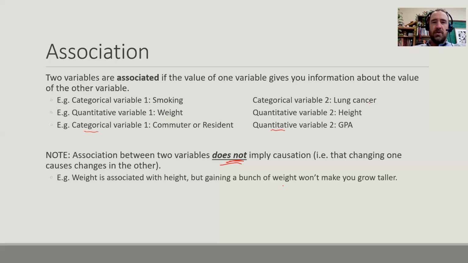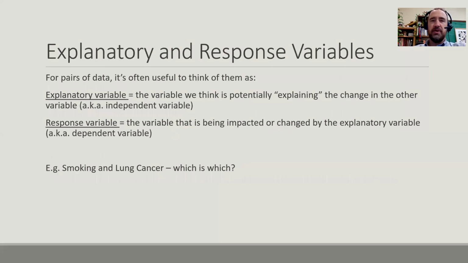Or, for example, commuter or resident: we might know there's a connection between that and GPA, but that doesn't mean that if you were a commuter and you choose to become a resident, that would cause a change in your GPA. Not necessarily. We may find that, but it's not always the truth that there's a causal relationship between two variables, even if they're associated. We'll talk a little bit more about what else might be going on there.